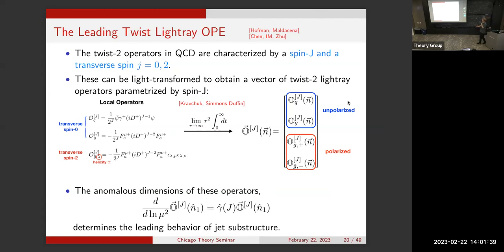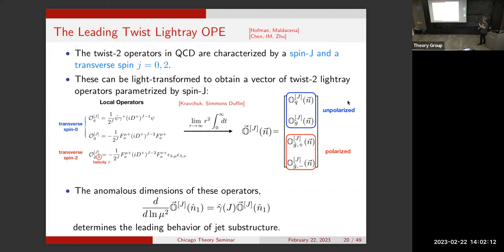Just like how one took the stress energy tensor and integrated it, essentially making it into a detector by moving it to infinity and integrating over time, one can similarly take these twist two spin J operators and make them into detectors. You can loosely think of these as an object that detects a quark with some energy weighting, an object which detects a gluon with some energy weighting, and then objects which detect particular kinds of polarized gluons. I'll come back to these polarized operators a bit later.